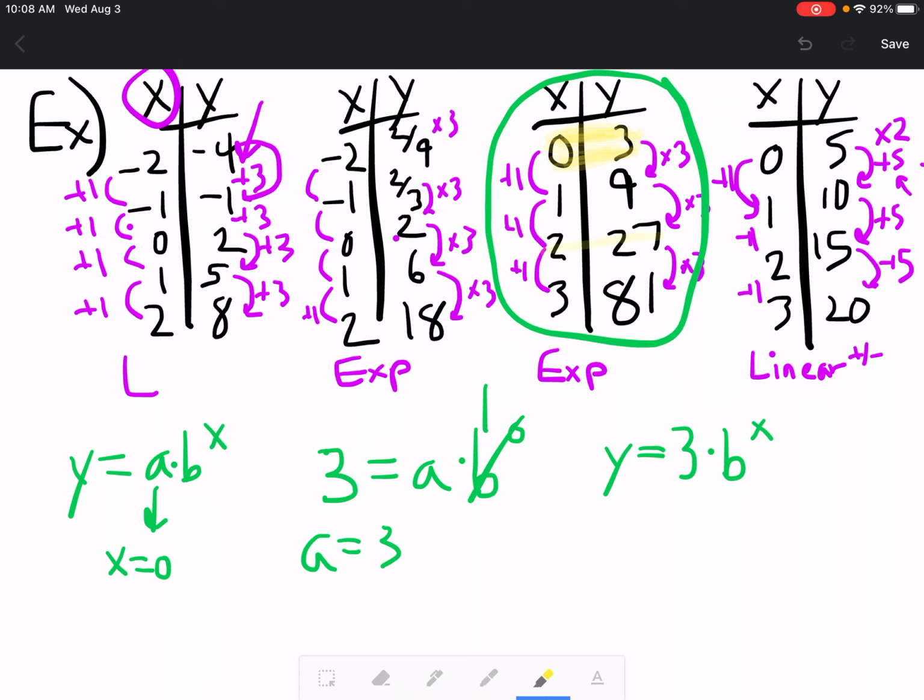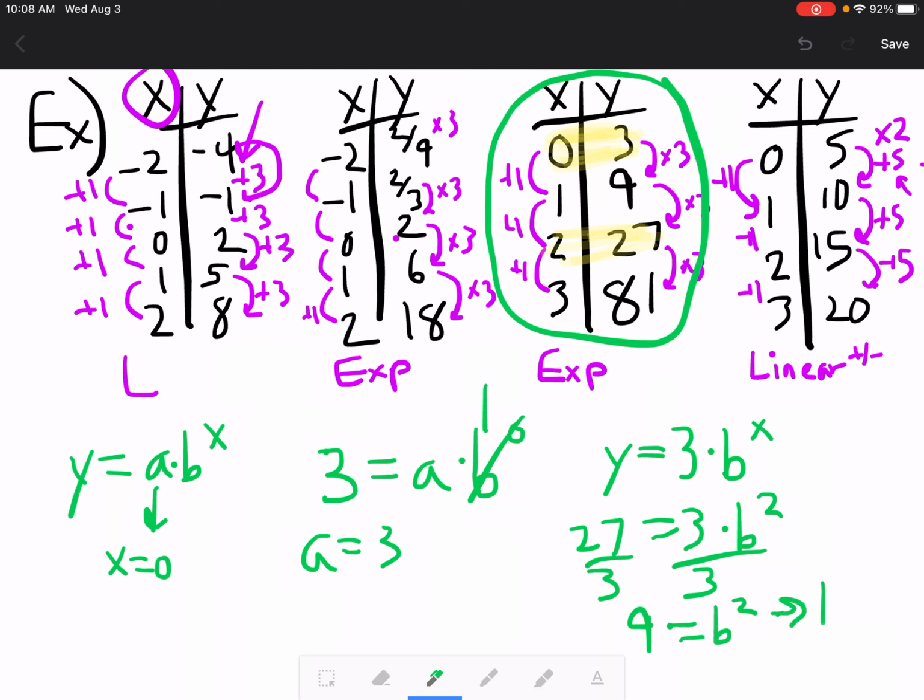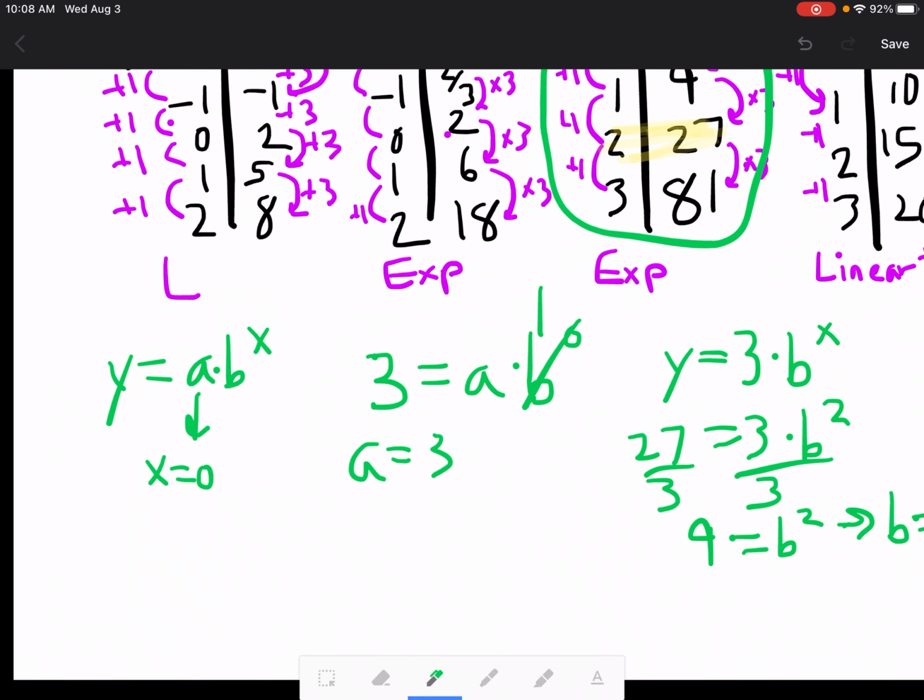Let's just choose this guy for funsies. So (2, 27). So 27 is equal to 3 times b squared. Divide by 3, divide by 3. I have 9 is equal to b squared, and so b must be 3. So bringing it all together, the final answer for all this is going to be y equals 3 times 3 to the x, because my a was 3 and my b was 3.